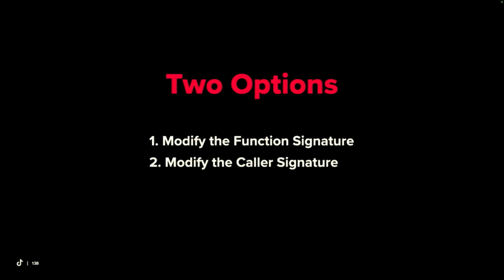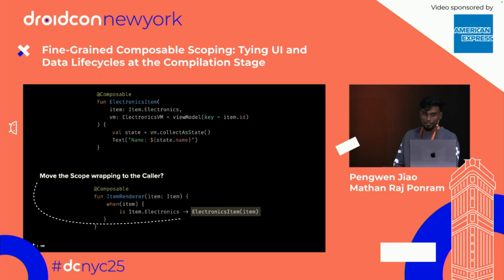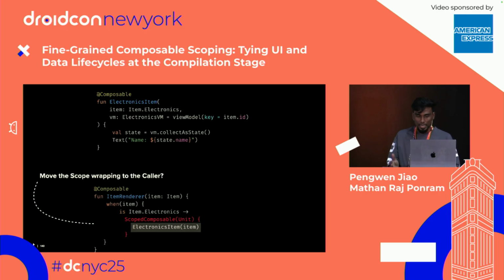And the second option is modifying the caller signature, right? Let's say this is the electronics item we called from the item renderer. We can simply wrap it this way. We can wrap the exact calling of that function with scope composable.